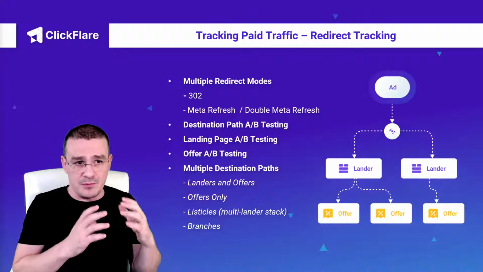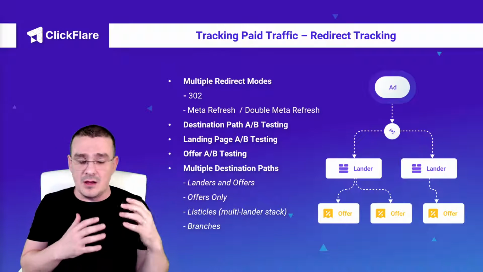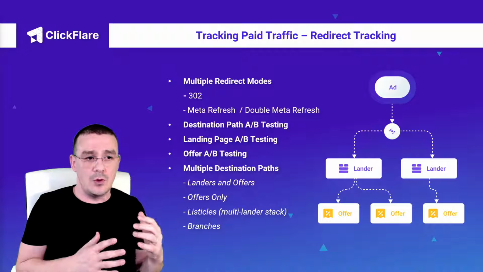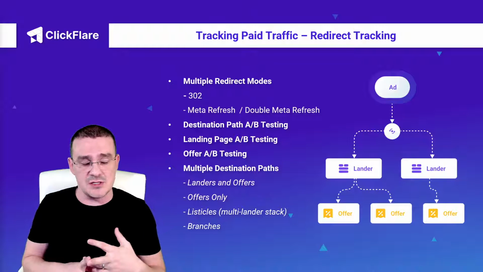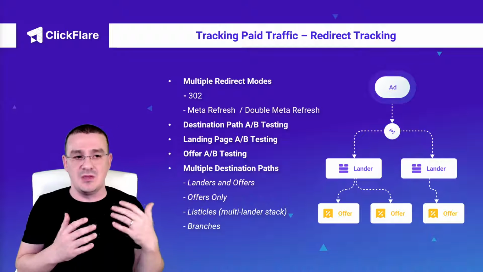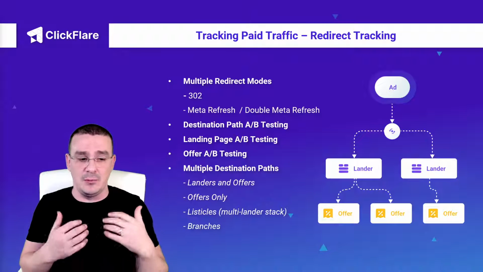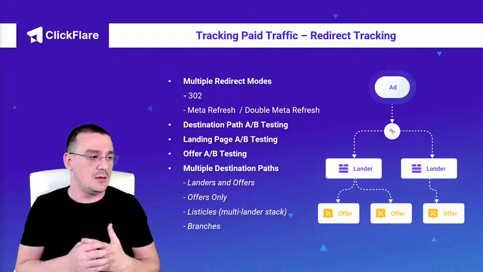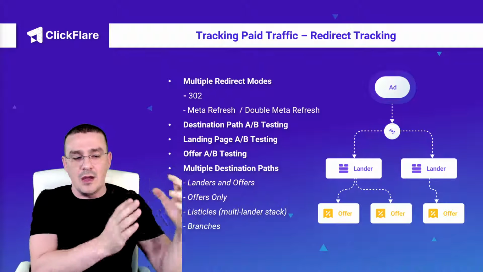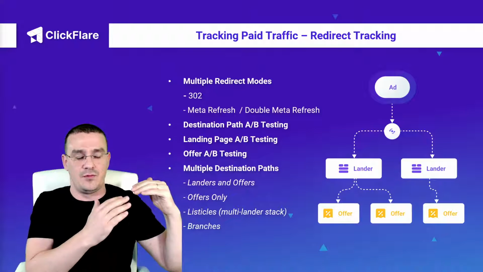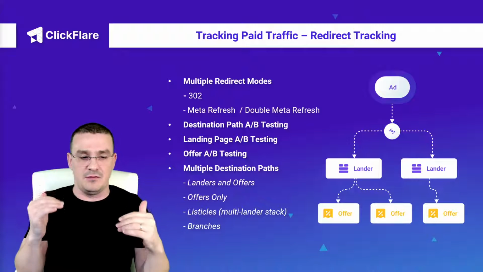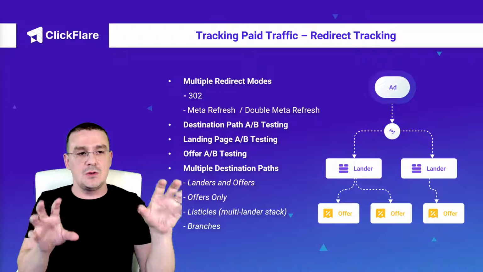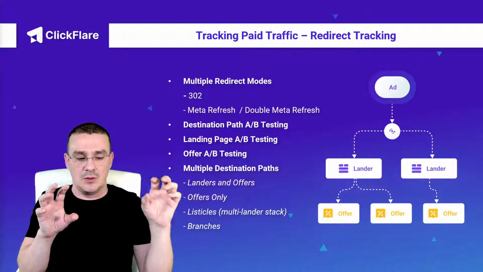So in terms of tracking paid traffic with redirect mode, we have 302 redirects, meta refresh or double meta refresh. You can easily A/B test landing pages. You can easily A/B test different paths. So you can say, okay, I have flow A with landing page A and offer A, and flow B with landing page B and offer B, but for some reason you want to organize them into different flows.